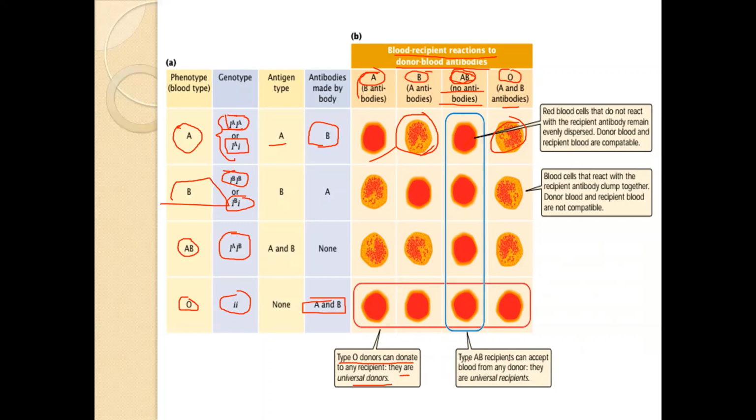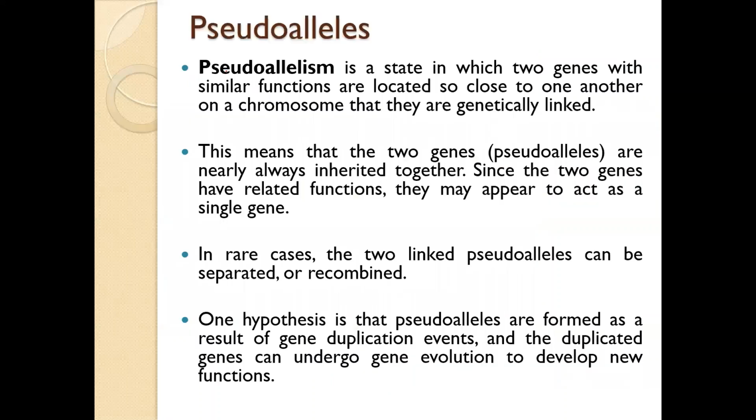But type AB recipients can accept blood from any donor. They are universal recipients. Fine. So red blood cells that do not react with the recipient antibody remain evenly dispersed, and donor blood and recipient blood are compatible. So this is the particular case of the ABO blood grouping. Now we come to our next topic, pseudoalleles.